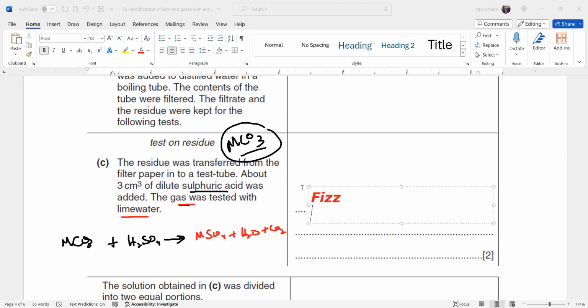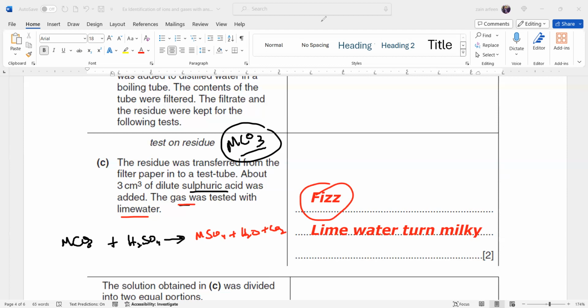And the gas was tested with a lime water. When we test carbon dioxide with lime water, what is the observation? Milky. So fizz, effervescence, or bubbles, and the lime water turns milky. So fizzing is the observation because of a gas given off, and the lime water will turn milky because of the carbon dioxide. So whenever carbonate is there, these are always the products. Is it clear, this one?